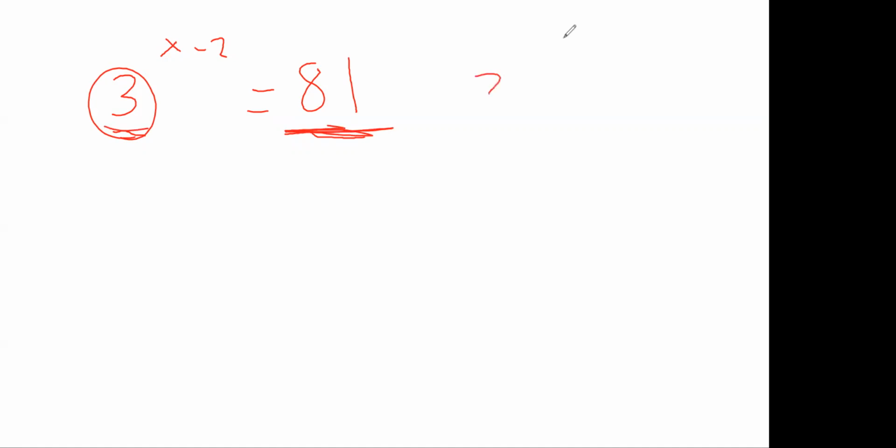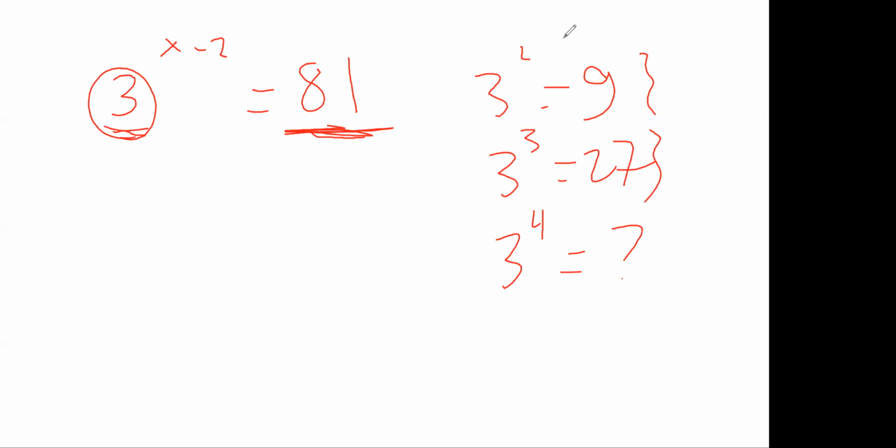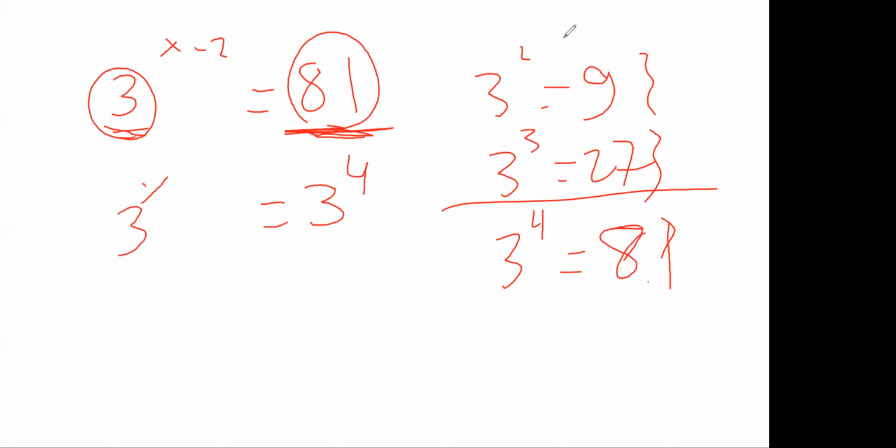I know that 3 power 2 equals 9, and 3 power 3 equals 27. This is what I can memorize very well. But starting from 3 power 4, I don't know exactly the number, so I have to try starting from 3 power 4. Okay, fortunately it equals 81. So instead of 81, I will write 3 power 4. I think now that is easy. Bases are equal, so the powers will be equal. So x here equals what?